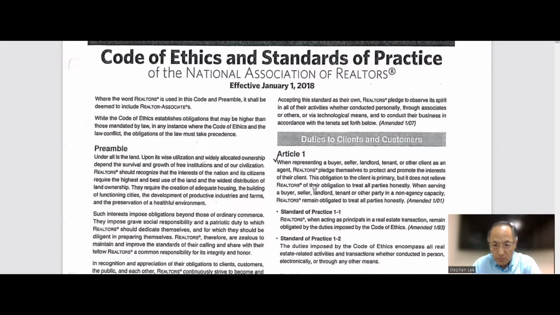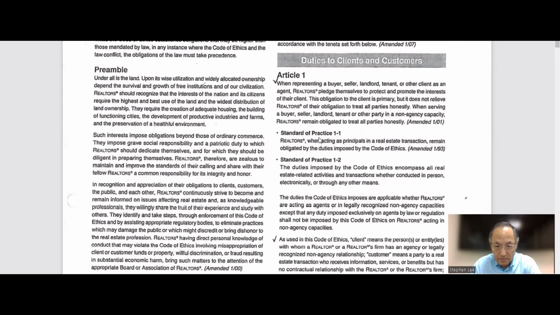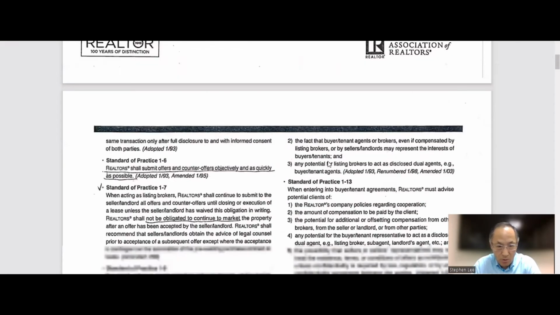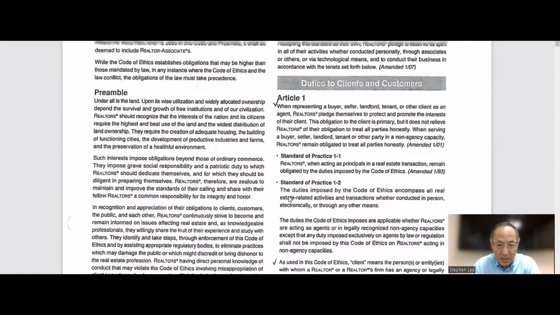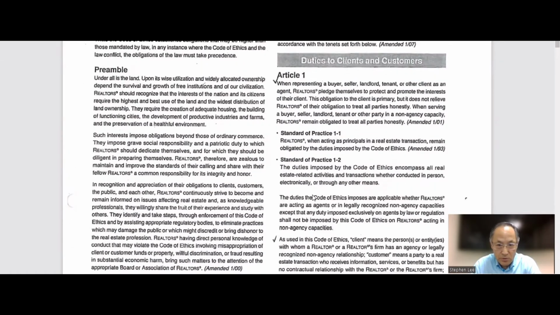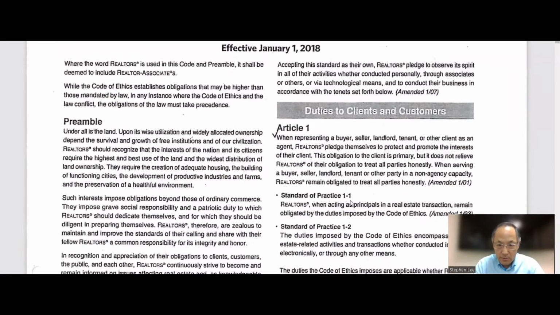For example, today we want to take a look at Article 1 and Standards of Practice 1-1 through 1-8. Okay. And also we can show you the Korean version of this Code of Ethics. Okay, let's take a look at what it actually says.